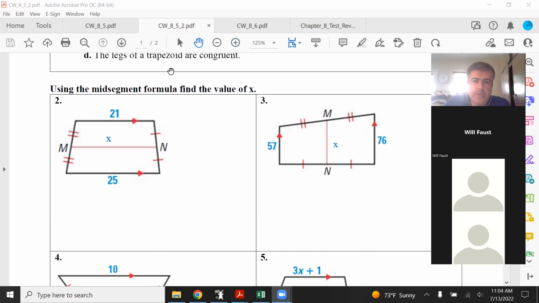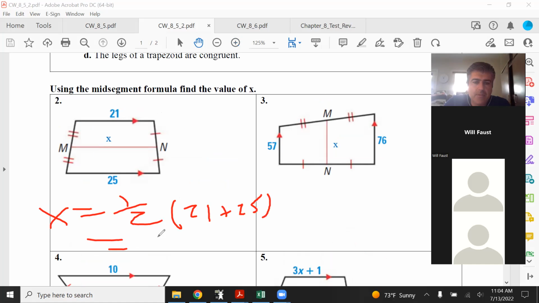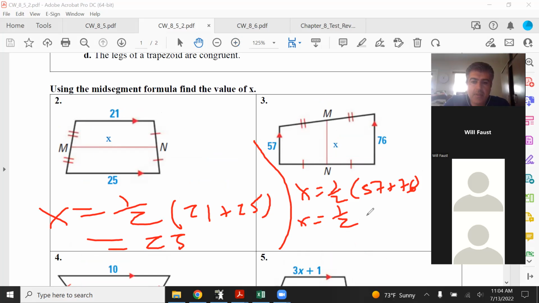Then for 2, again, very simple. X is half of 21 plus 25. So that's 23. Here, X is half of 57 plus 76. What's 57 plus 76? I think that's 133. So that's 66.5. Okay.